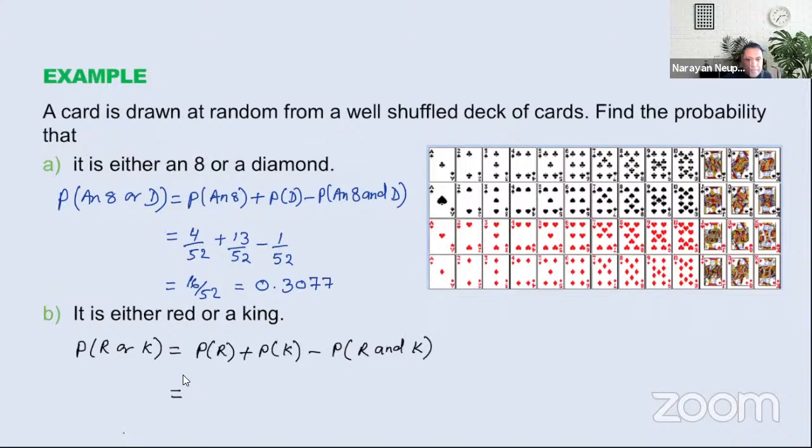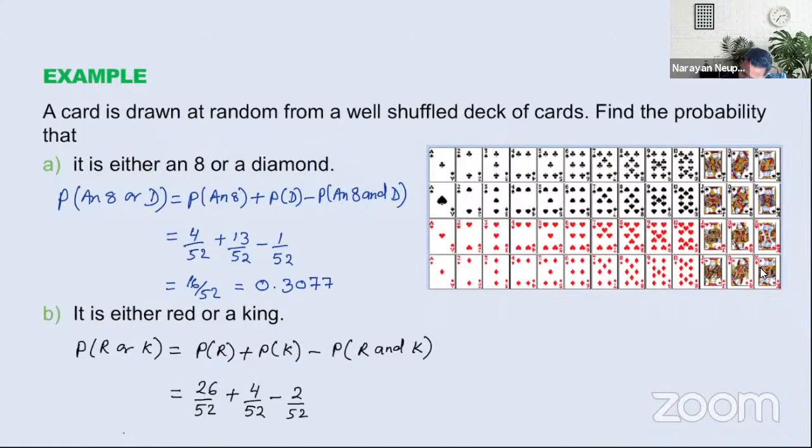Now, if you try this, probability that it is red, there are 26 red cards out of 52. So 26 over 52 plus probability that it's king. There are 4 kings out of 52. Then minus the probability that it is red and also king. Red and also king, there are 2 cards. That is the king of hearts and the king of diamonds. Okay, so 2 out of 52.